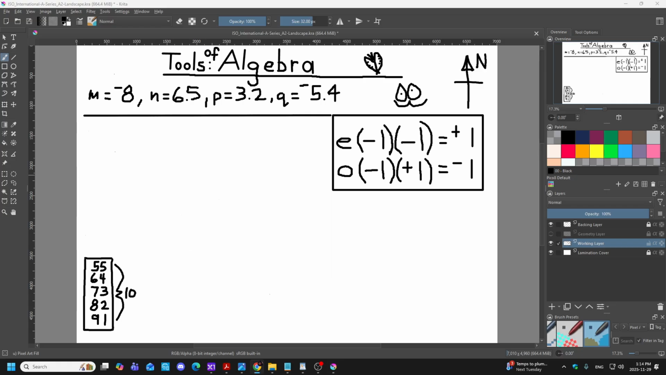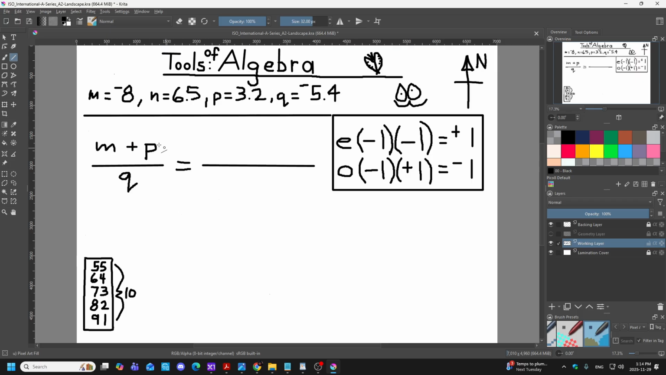Let's do another. This time it's M plus P. That is all divided by Q. M plus P all divided by Q. What do we get?